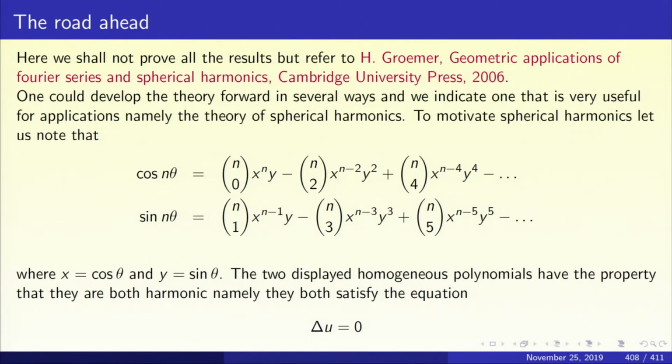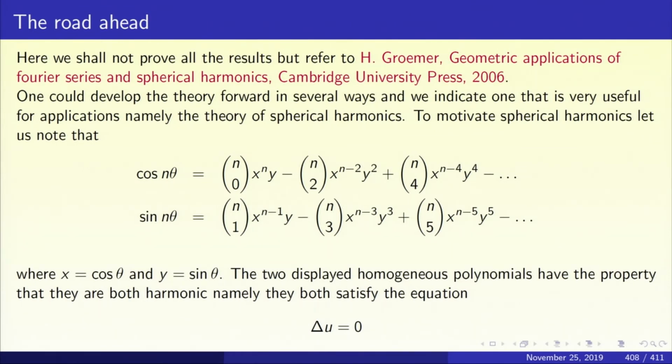So now, to conclude this lecture series, I have put in the road ahead. What lies ahead? In which directions can we go from here on? So we shall not prove any of the results here, but refer to Groemer's Geometric Applications of Fourier Series and Spherical Harmonics, Cambridge University Press. So one could develop the theory forward in several ways, and we indicate one method that is very important for applications, mainly in engineering applications and optics and other areas, namely the theory of spherical harmonics.